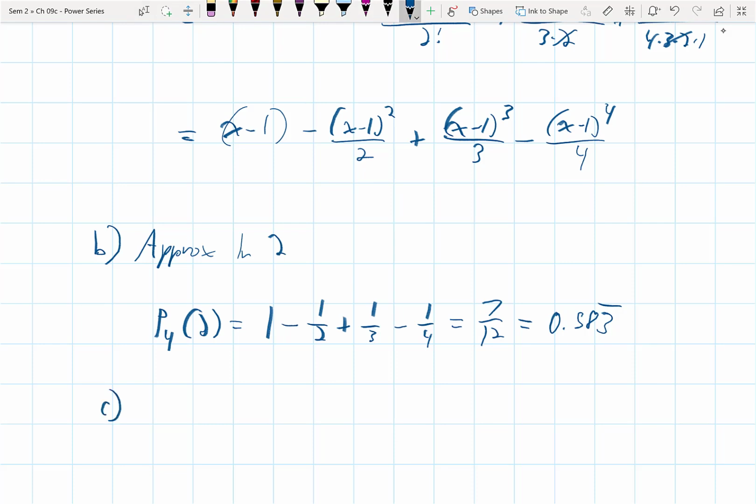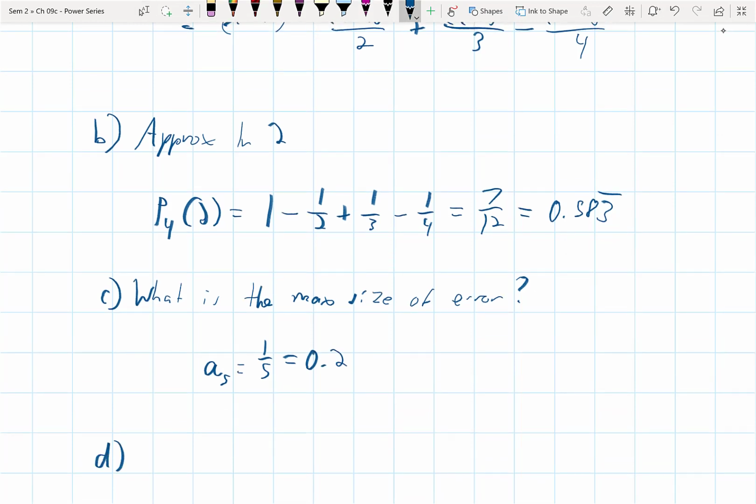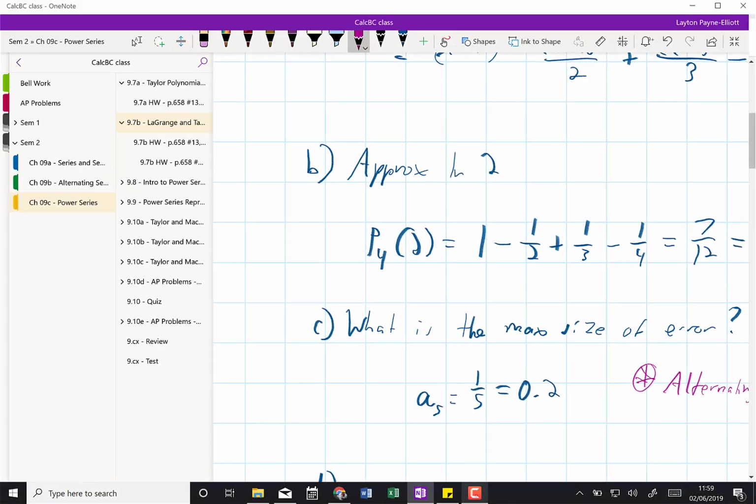Next, we're going to ask, what is the maximum size of the error? Well, given that this is an alternating sequence, plus minus, the max size of the error would be a sub 5, the fifth term, and a sub 5 is equal to 1/5, which is equal to 0.2. So I'm going to put a little note here with a little hashtag that this is alternating.